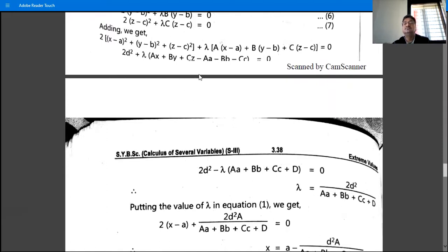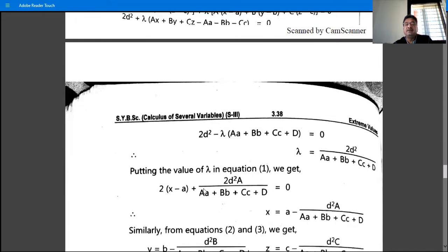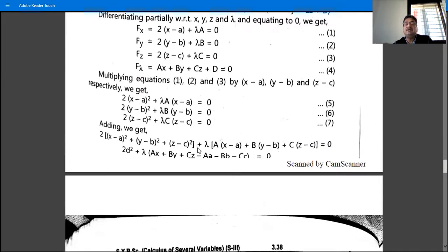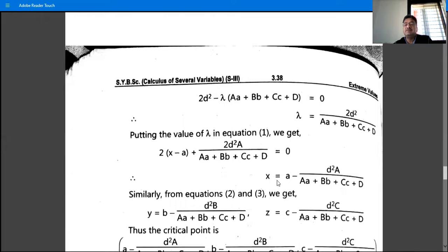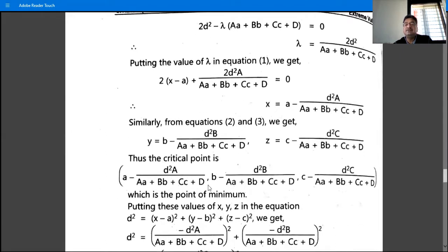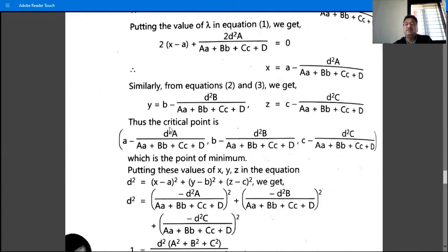Calculation of this: ax plus by plus cz is minus capital D, plus d. Then take a minus sign as common, and we have lambda is equal to this. Putting this lambda in equation number 1, we get x minus 2x lambda, so x is this, and similarly y is this, z is this, and therefore the critical point is this x, y, z, which is the point of minimum.